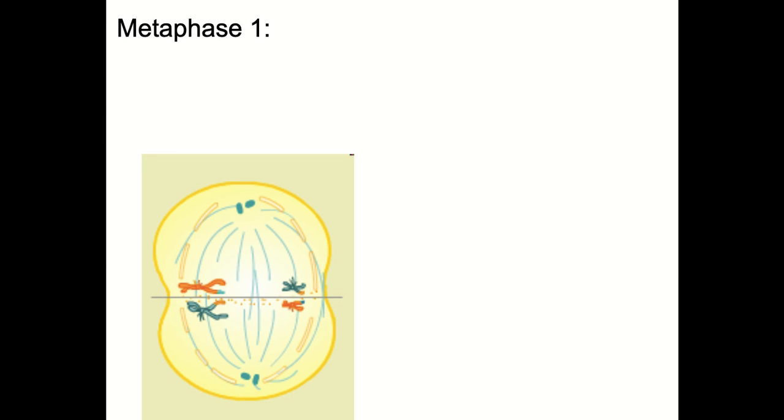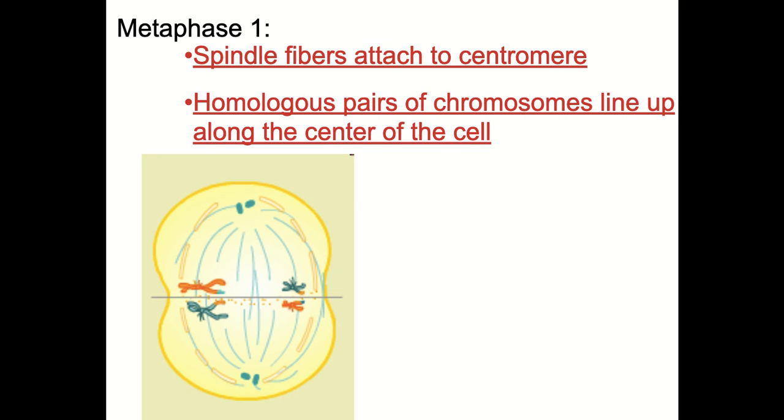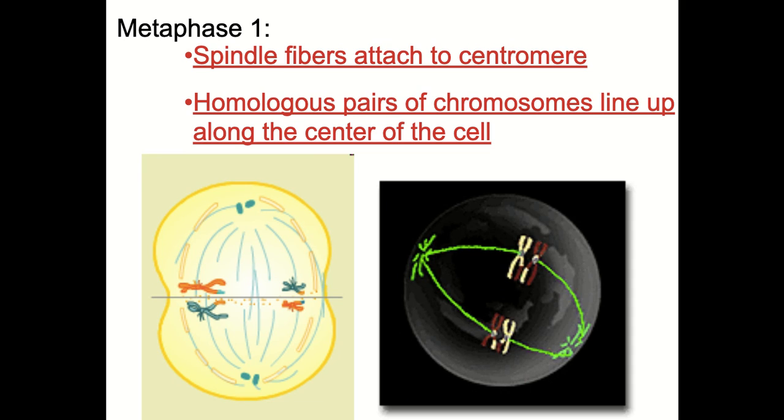Metaphase I, same exact thing as metaphase in mitosis, except instead of individual chromosomes lining up, we have the homologous pairs finding their buddies and lining up. So in each new daughter cell in the first split, we can pull them apart. Spindle fibers are still attached to the centromeres. Remember, centromeres are in the center of our chromosomes. And then the homologous pairs line up in the center of the cell.